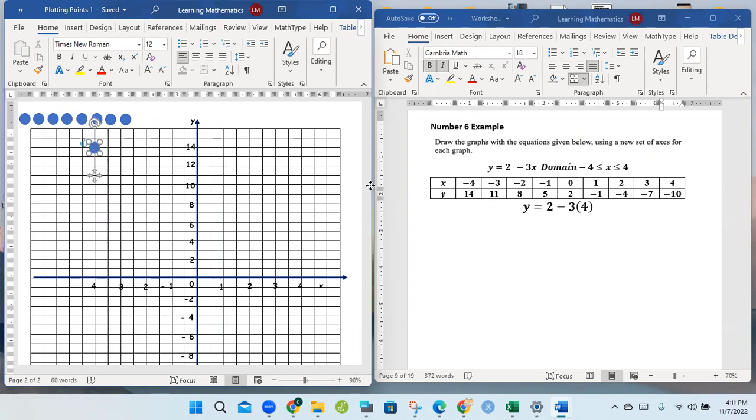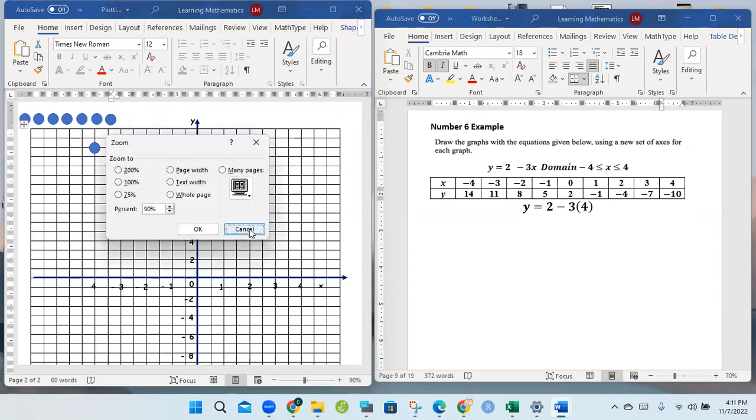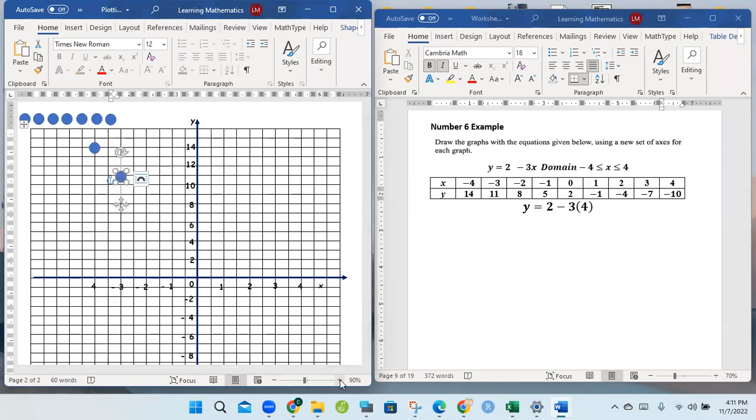Okay. The next point is -3, 11. So we look for -3 on the x, and we look for 11 on the y. 11 is between 10 and 12. So here we are. -3, 11.